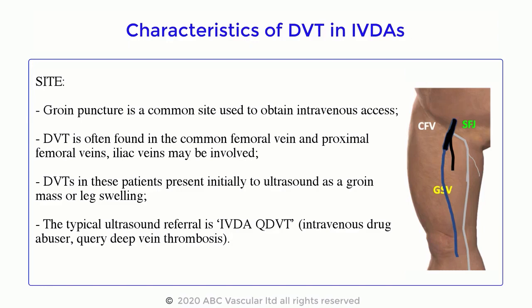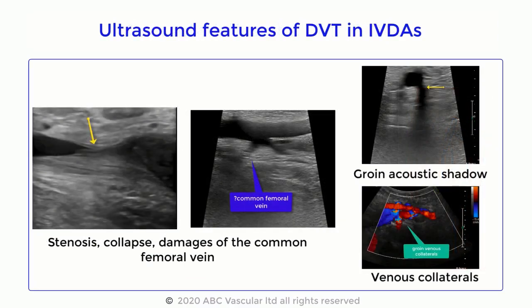This is due to the use of groin puncture as a common site to obtain intravenous access. There are several distinctive ultrasound features of deep vein thrombosis in this cohort of patients that can be recognized. In this video case, we're going to analyze each of these distinctive ultrasound features.